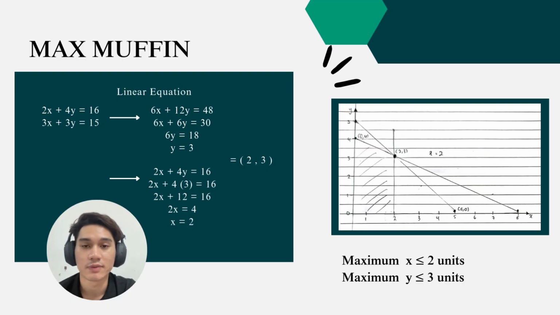So for the calculation, the linear equations start with 2x plus 4y equals 16 and 3x plus 3y equals 15. Next calculation is 6x plus 12y equals 48, 6x plus 6y equals 30, then 6y equals 18, and y is 3.